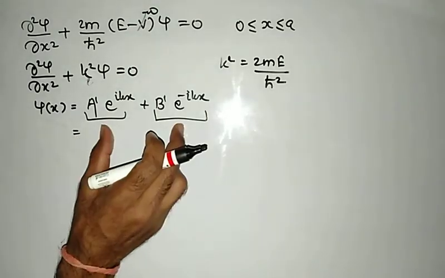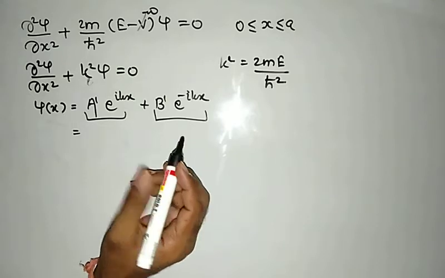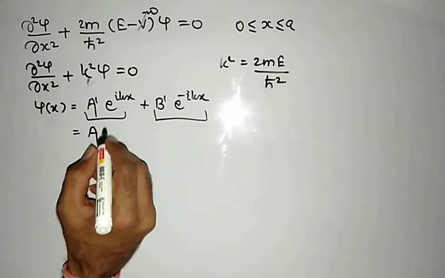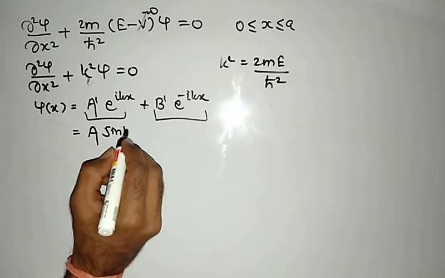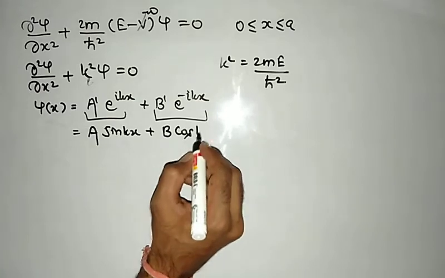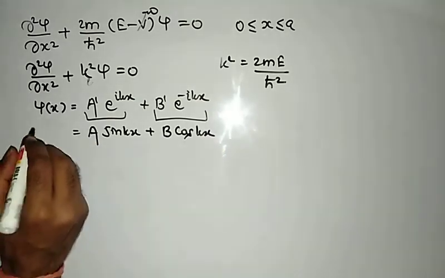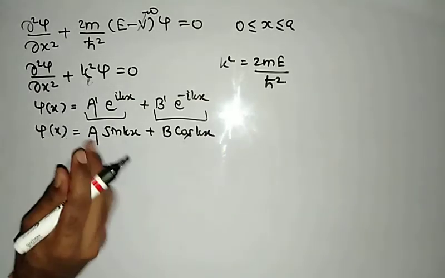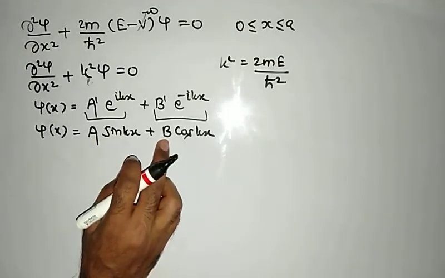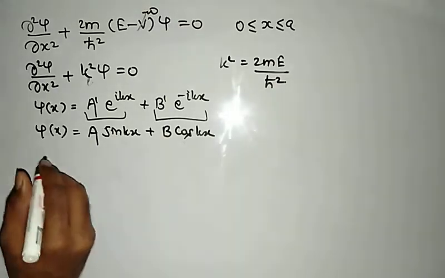This can also be written in the form of sin and cos. So this will be changed to a sin kx plus b cos kx. We can use this also. To calculate the constants' values, we need boundary conditions. So, what are the boundary conditions?